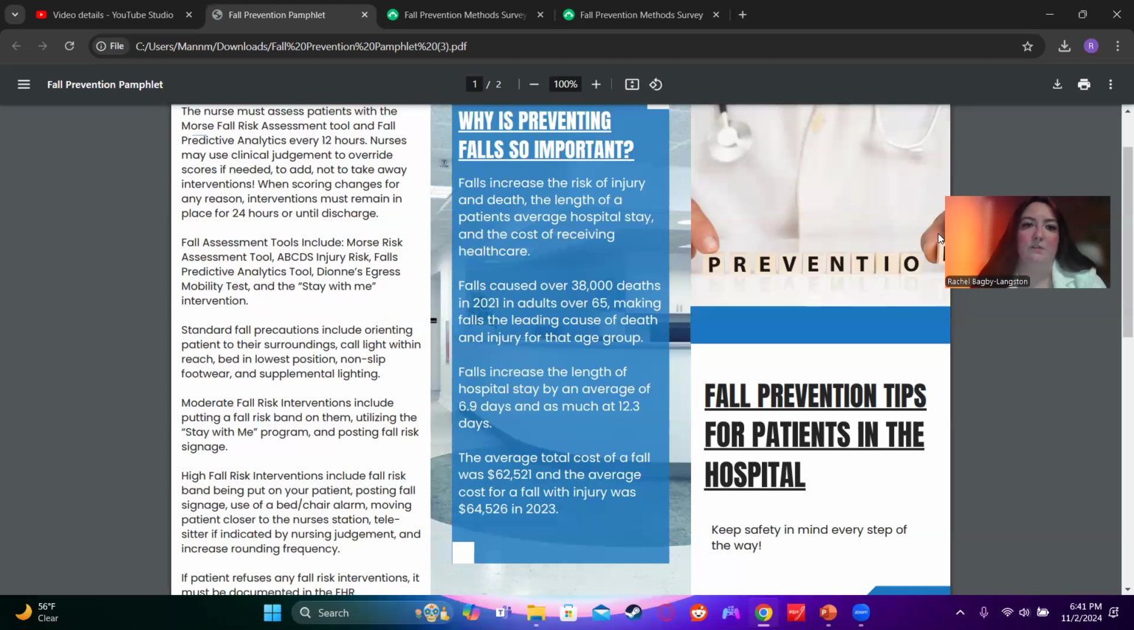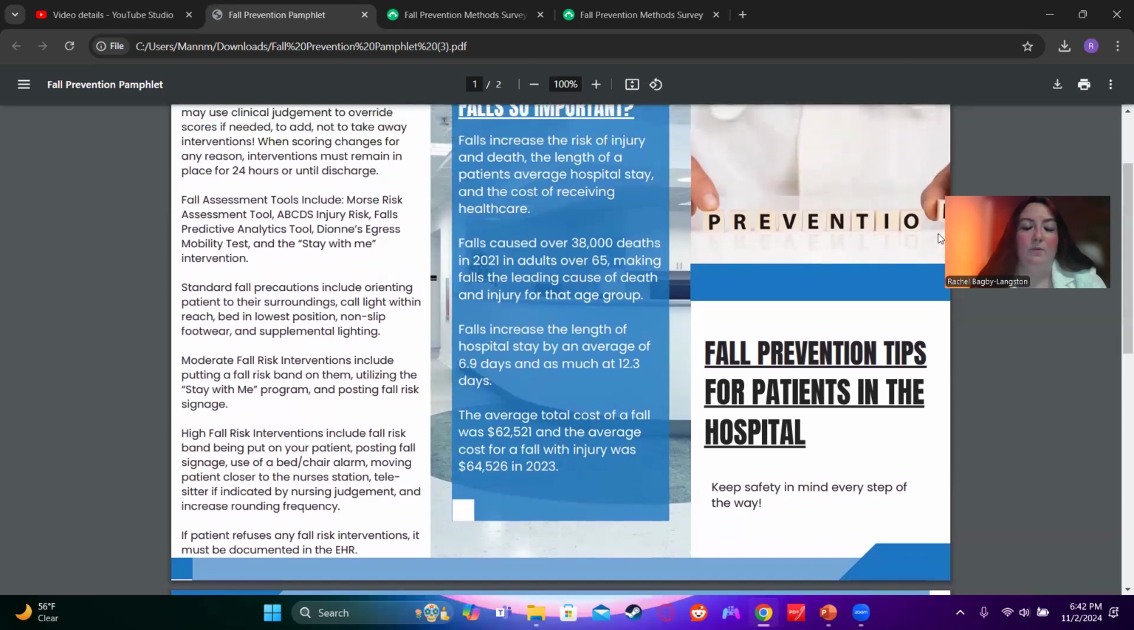And then there's a bunch of fall assessment tools under here. And then what precautions to take for standard fall precautions, moderate fall risk interventions, and then high fall risk interventions. And then I also added if the patient refuses any fall risk interventions, it has to be documented.